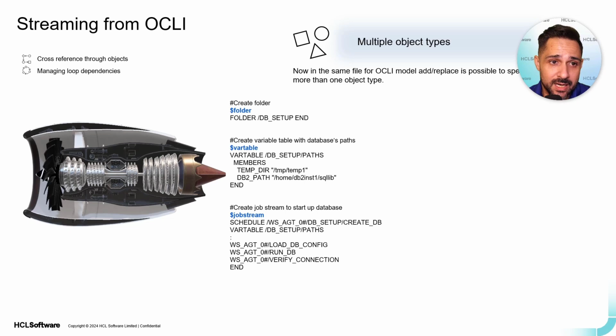Here, I can have all the different definitions within one same file. And when I do OCLI model add or replace, I can reference that file, and OCLI will understand which is which, which definition is a job. Then it will check that $sign folder you see there, $sign var table. Everything that goes here is variables. Same for job string, and so on. So again, the ability to have all the objects within the same file: multiple object types.